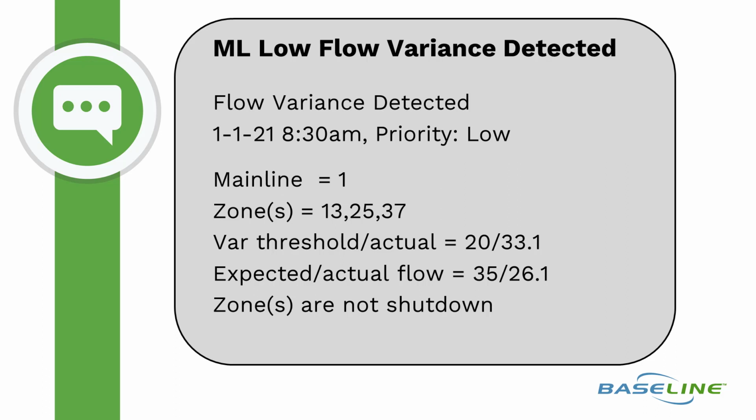Variance threshold versus actual equals 20 versus 33.1. Expected versus actual flow equals 35 versus 26.1. Zones are not shut down.